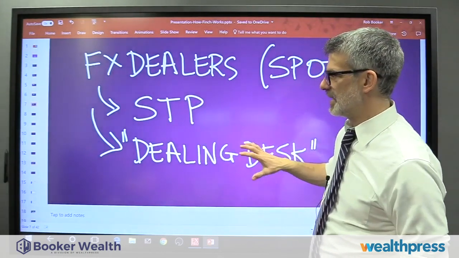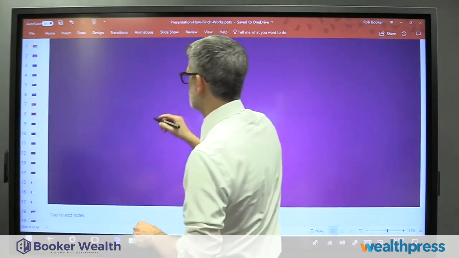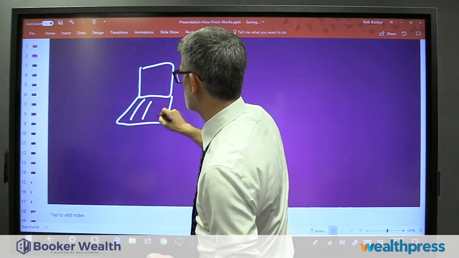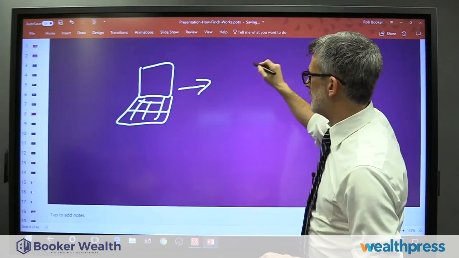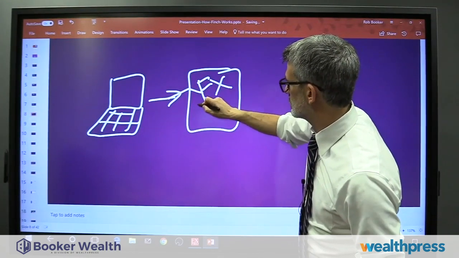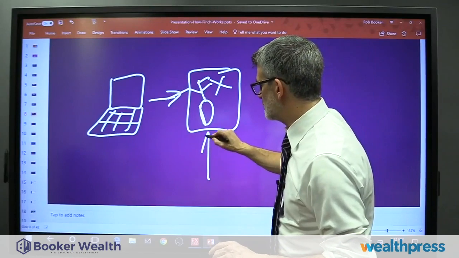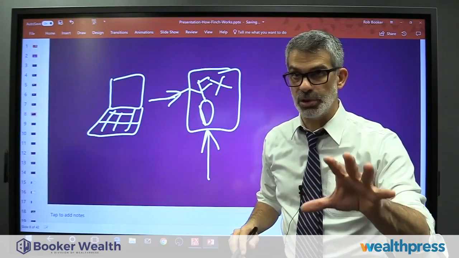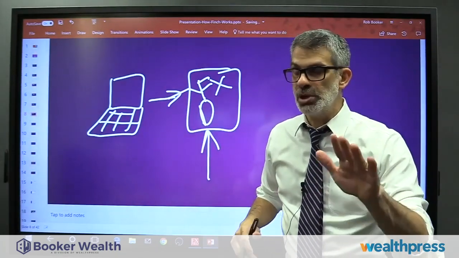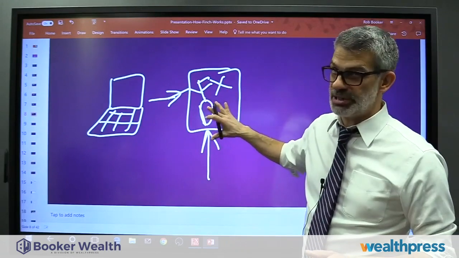The other kind of FX dealer is a dealing desk FX dealer. Now what this refers to is that, let's draw a picture of your computer here. So you're trading on your computer right here, and then your trade is going to the FX dealer right there. In a dealing desk situation, this dealer takes the other side of your trade. If you say you want to buy Japanese yen, they're selling you Japanese yen, and if you lose, they win, and if you win, they lose, because they're the other party to the trade.